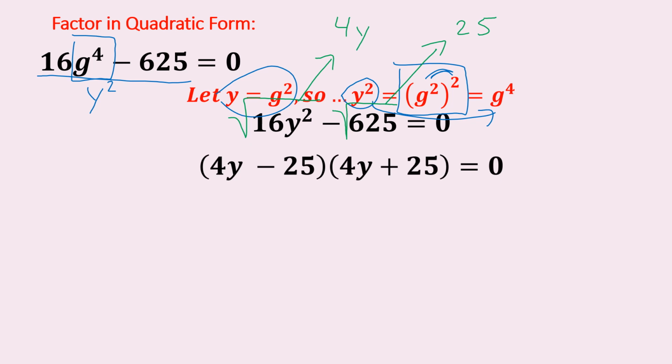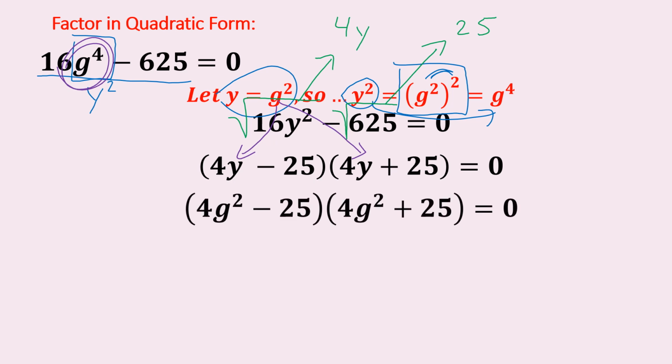So we would have two parentheses. One gets a plus, one gets a minus. Now we have y's here, but we don't want y's because we started with g's and we want to end with g's. So at this point, we put these g squareds back in for those y's: 4g squared minus 25, 4g squared plus 25. We're not finished yet. There's actually two steps. Most notably, this has an equal sign. We're going to have to solve it. But before we can solve it, we can actually factor it even further.